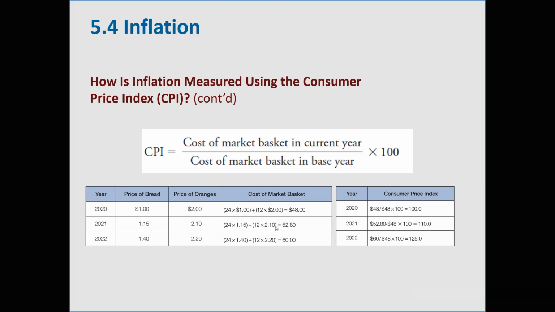Now here you can see that the prices have changed. So when you do the math, we've said we always hold quantity constant, you have 52. So the CPI is simply the cost for the current year divided by the base year. The current year is 52.8, the base year is 48. When you do the math, you have 110. It means it has gone up by 10. Same thing for 2022, that's what you have. So CPI is there to tell you, relative to the base year, this is how it has gone up.